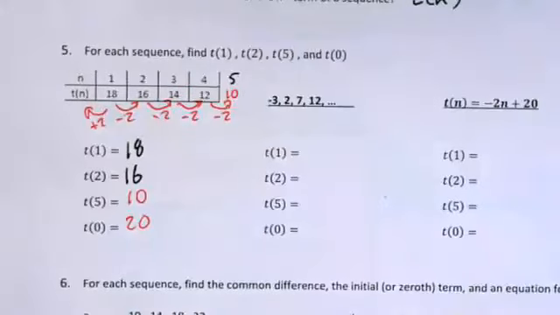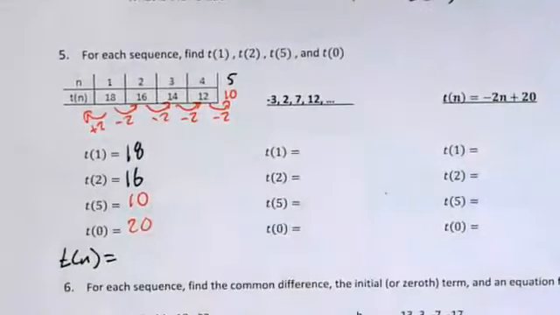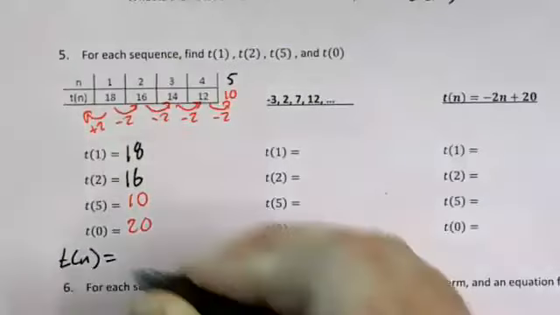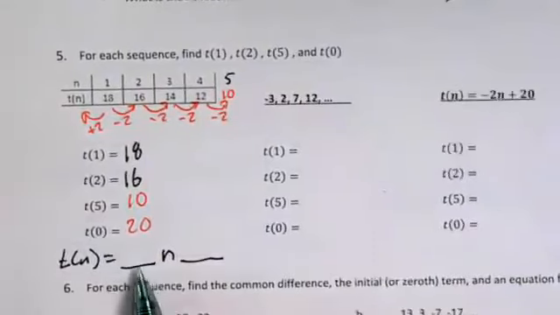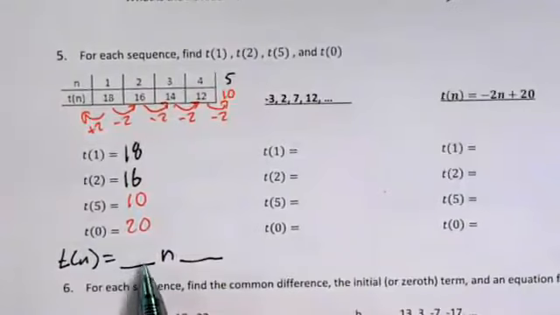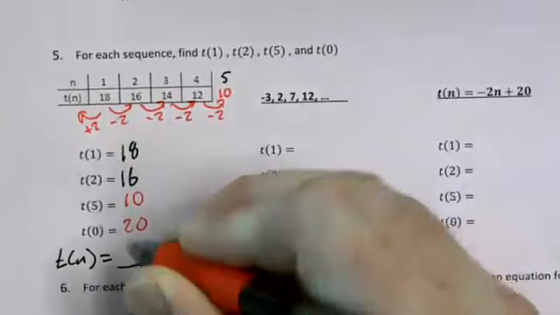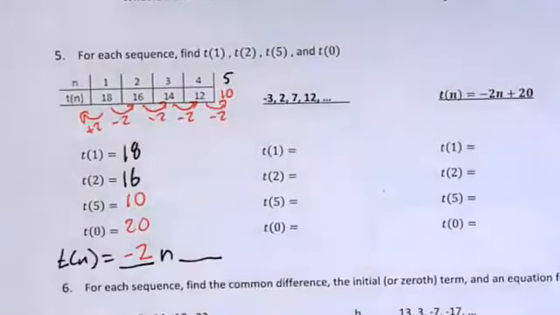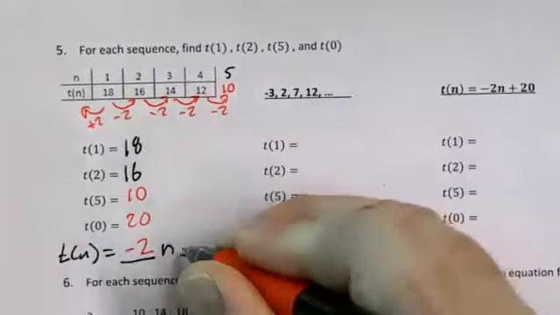Now, I didn't ask you to do this, but we've got space down here, so we're going to practice anyways. Tn equals, let's write an equation for this thing. It's something and something. What's going to go in this spot attached to the n? -2. The thing that's attached to the n is the thing that you're adding or subtracting. That's our common difference. So -2 goes there. And what goes at the end? +20. The 0th term goes at the end, so +20.